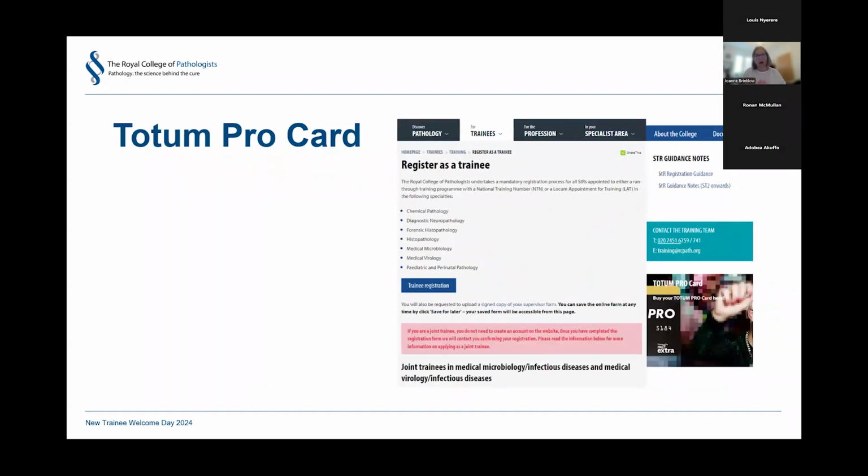Also, just to mention, when you do register with us as a trainee, one of the things that we offer that you can buy is the Totem Pro card, which is a really helpful card. You might have seen it when you were at university. If you're very old like me, it used to be called the NUS card, but it's a card that gives you access to a huge range of discounts in online shops, high street stores, with train travel, holidays, all sorts of things. So have a look at that once you get the information from us.